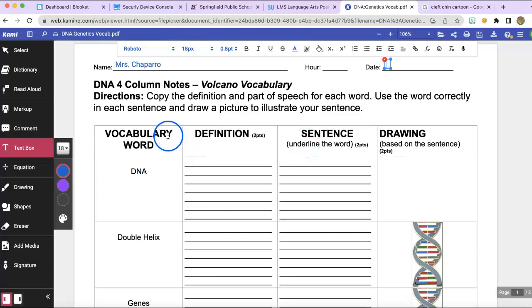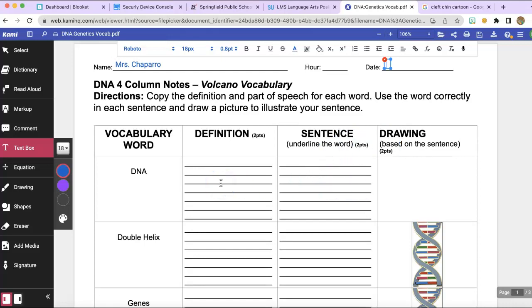Now, I want to point your attention to the 4 columns. We have the word, vocabulary word, in the first column. The definition, it is worth 2 points. Then we have the sentence, where we will underline the word. And we have our drawing that will represent our sentence. So also notice that all 3 columns, definition, sentence, and drawing, are worth 2 points each. So since we're going to do those together, your paper should be exactly like mine. Okay, there's no reason why it should not be.